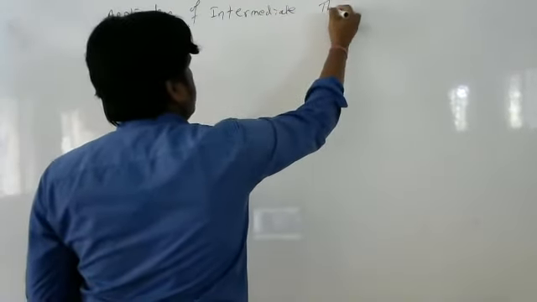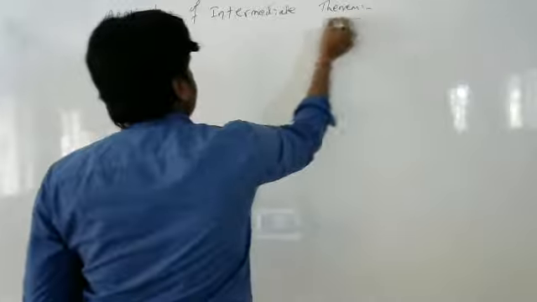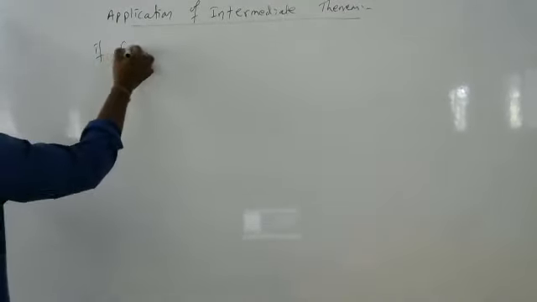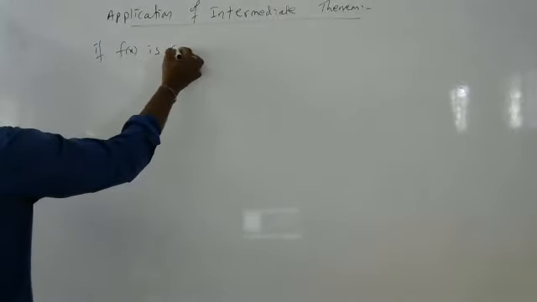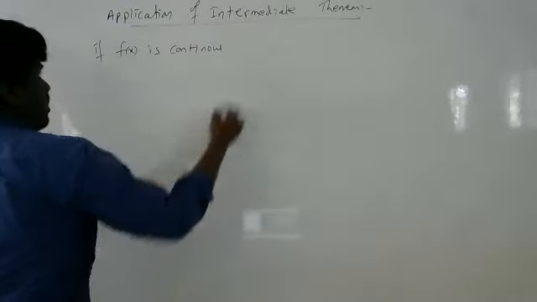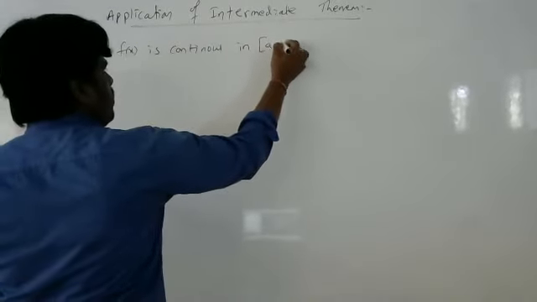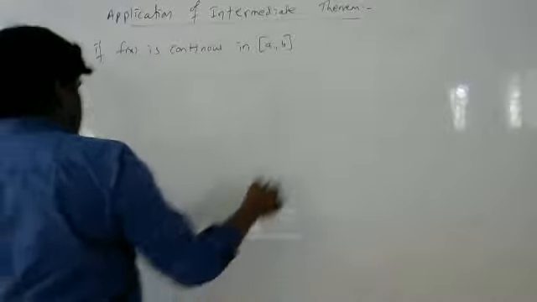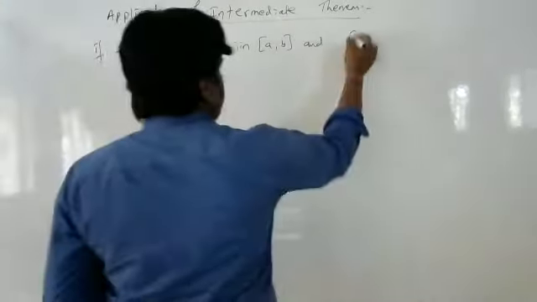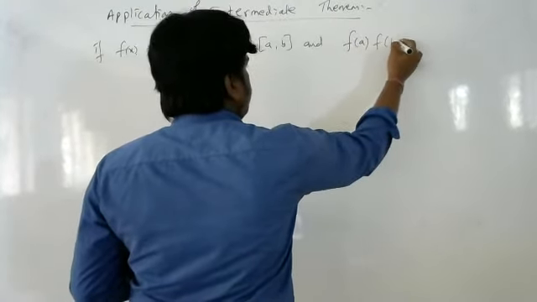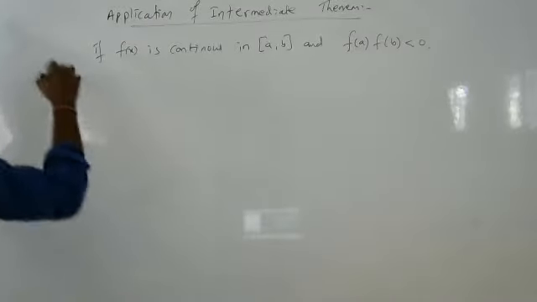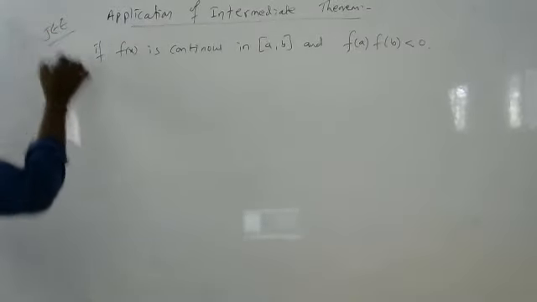Applications of intermediate value theorem. If f(x) is continuous in the closed interval [a, b], and this is most important, make a star for this because it is going to be used many times: f(a) into f(b) less than 0. It's the most important one for JEE.